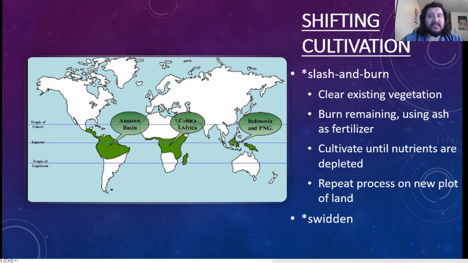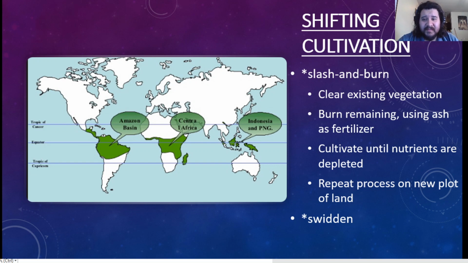And this one's tricky because there's a lot of subtypes. So there are three terms that reference shifting cultivation in general, three kind of subcategories. One is slash and burn, which is the most common that we cover in this course. In slash and burn agriculture, we have three major steps. Clear existing vegetation. So you see a forest, you have to clear that all out to make room for the farmland that you need to provide.